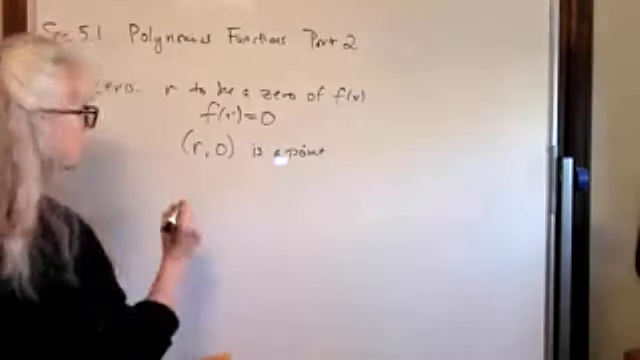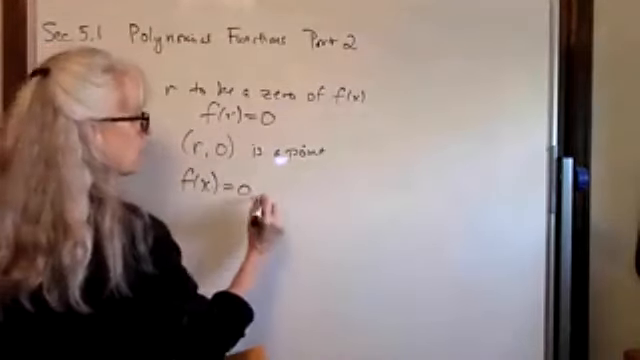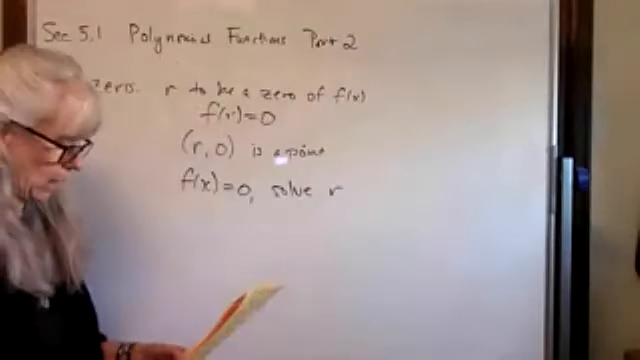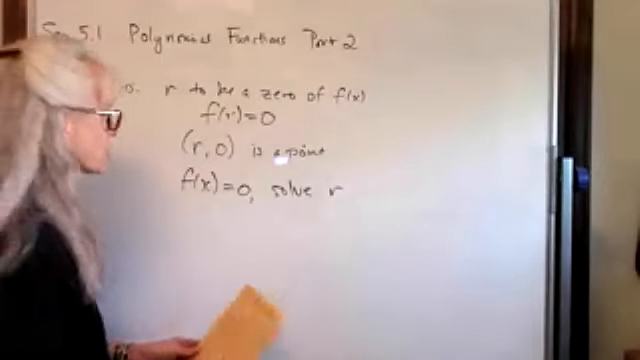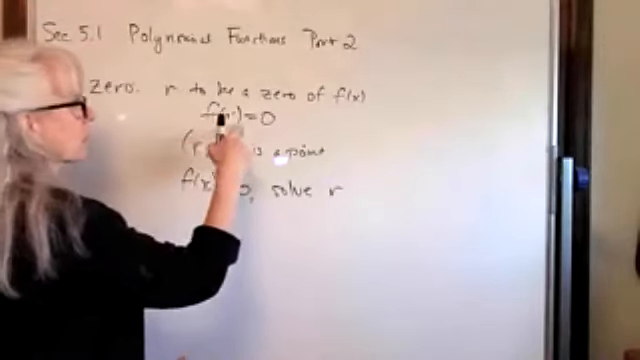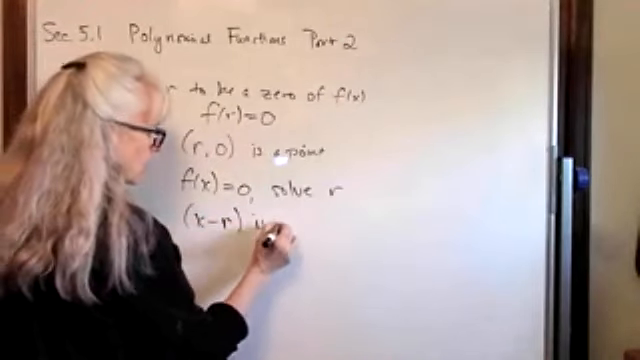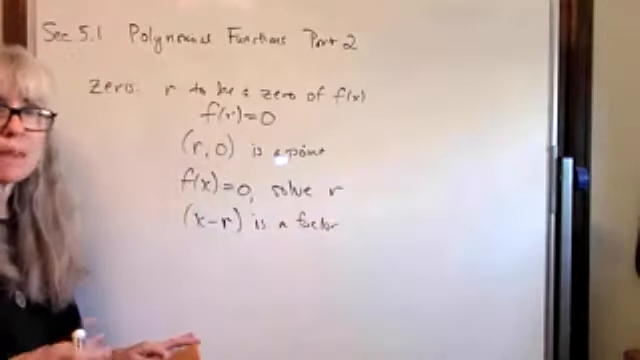In other words, if I set f of x equal to 0, the result when I solve it is r. It's an x-intercept, which we said, and x minus r is a factor of that function. So if f of r gives me 0, then x minus r is a factor. Hopefully all of that makes some sense to you.